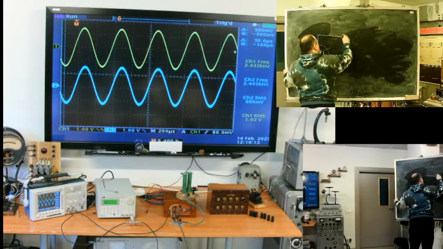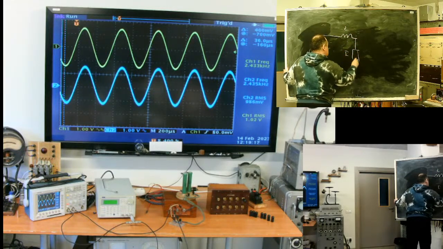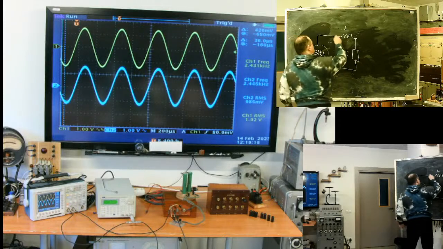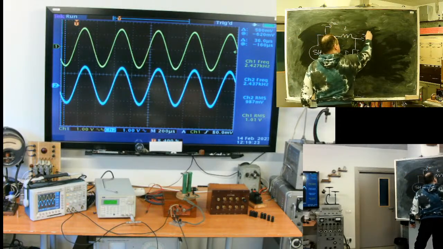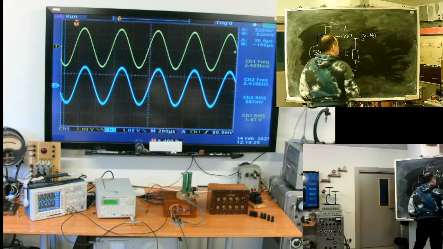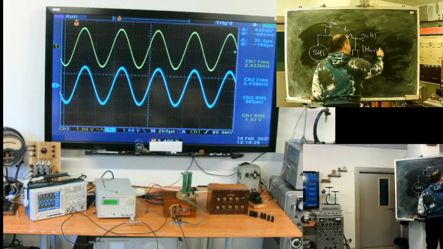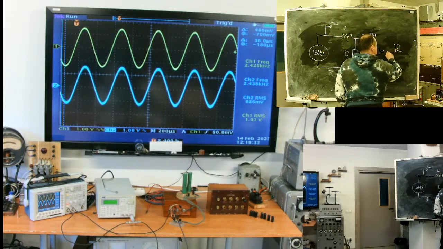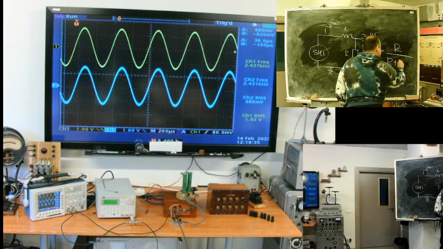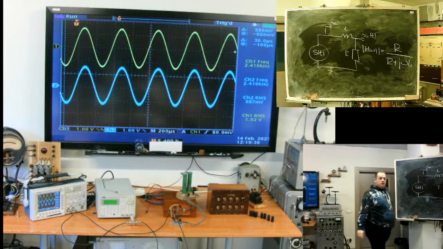Signal, coil, resistor. Output AC. What will be the transfer function? Resistance divided by resistance plus coil inductance.